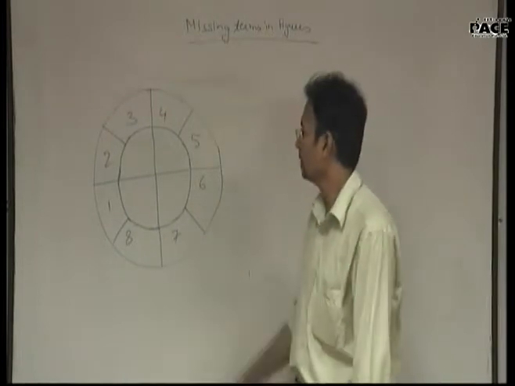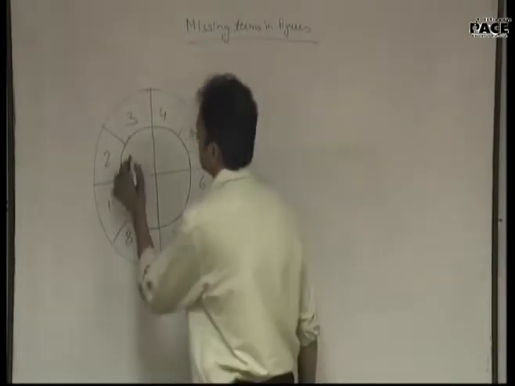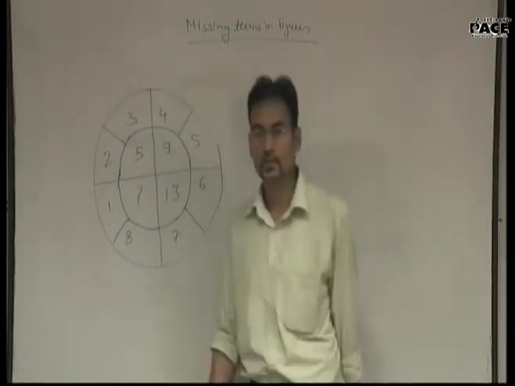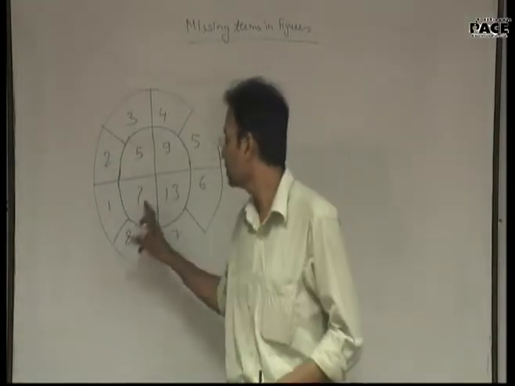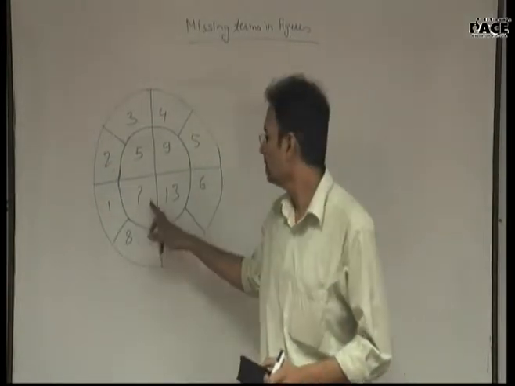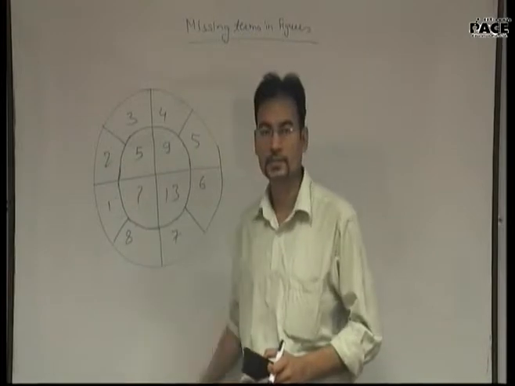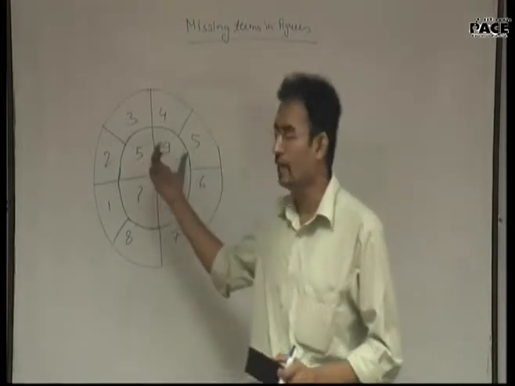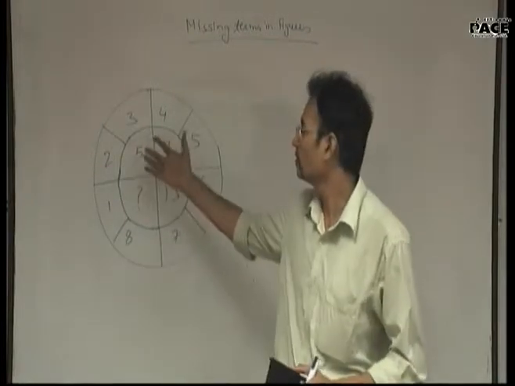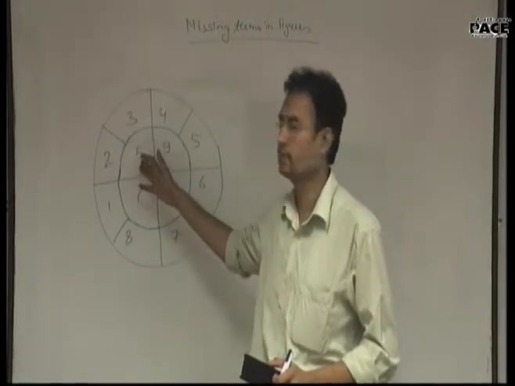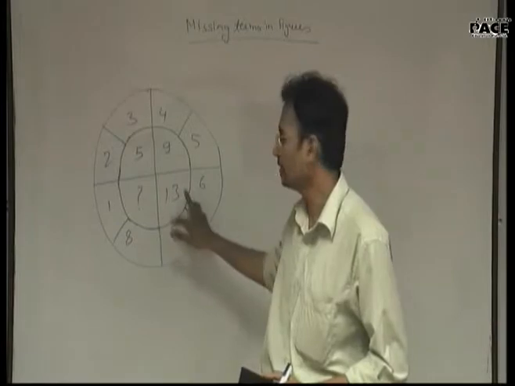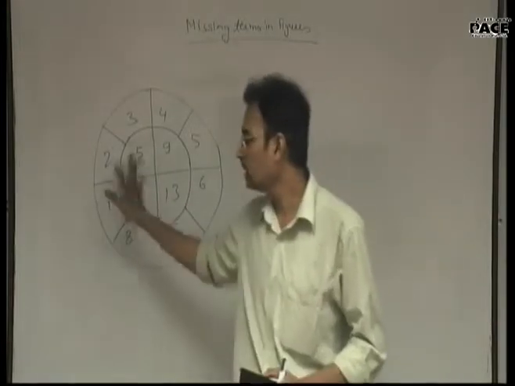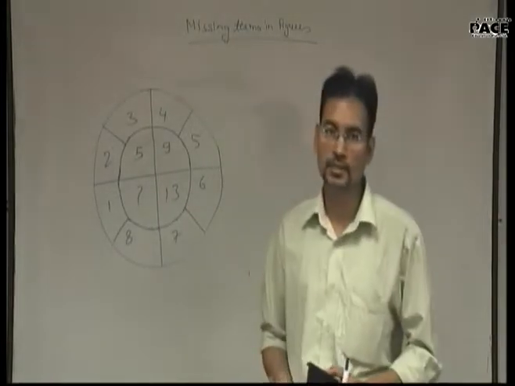Now these numbers are there, and with the help of these numbers, we have to find out which number will come in this place. If we have a look at this, we'll find that this is a simple case of addition. 2 plus 3 is 5, 4 plus 5 is 9, 6 plus 7 is 13. Similarly, the answer should be 8 plus 1, that is 9.